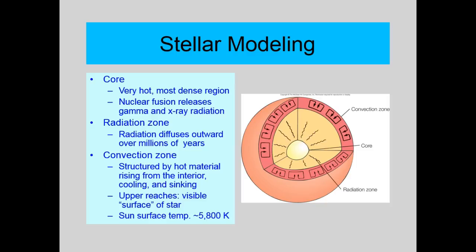So the radiation is pouring outward, and then out here near the edge is still incredibly hot, but the radiation moving out cools off. When it cools off, it falls back in. This is called the convection zone, because that's what happens with convection.